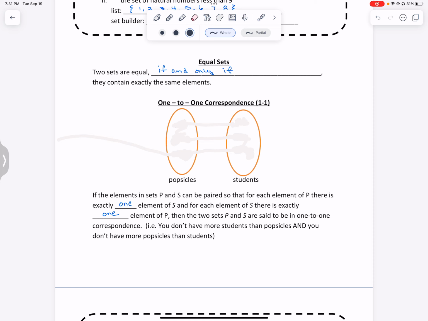So I like to think of that as we have our popsicles and we have our students. We've got 3 popsicles and 3 students. If I handed the popsicles out to the students, every student would get a popsicle. We would have no leftover popsicles, and every popsicle gets a student. We don't have any leftover students, right? So it's one-to-one. You don't have more students than popsicles. You don't have more popsicles than students. They're the exact same amount. Okay, that's called one-to-one correspondence.